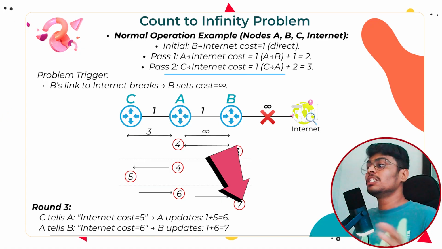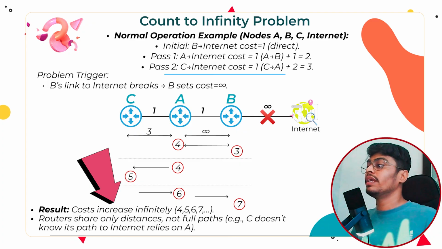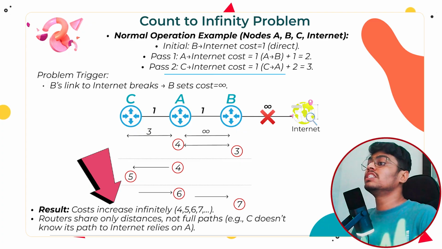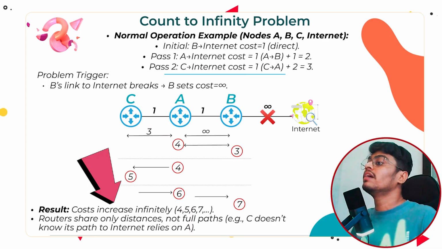This process continues with cost increasing 4, 5, 6, 7, 8, 9 and so on, and can theoretically reach infinity. This is called the count to infinity problem. The root cause is that routers only share distance values, not path information. If they shared path information, like I reach the internet through you, this problem would not occur.